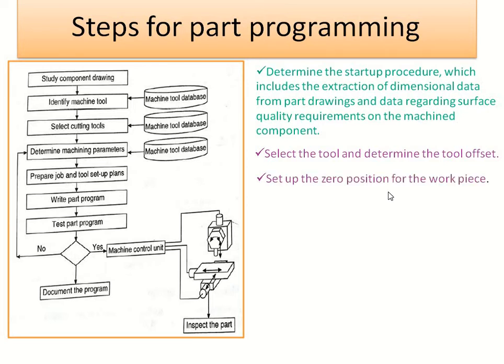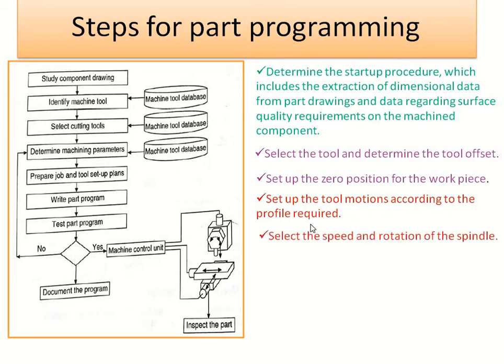Next, set up the zero position for the workpiece. Next step is setting up the tool motion according to the profile required. Then, selecting the speed and rotation of the spindle.